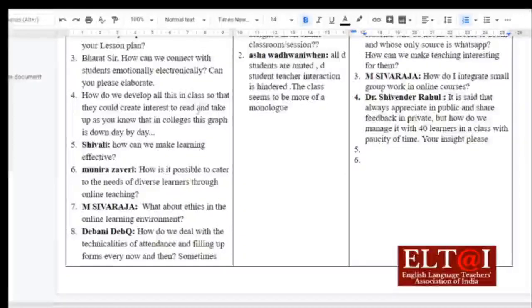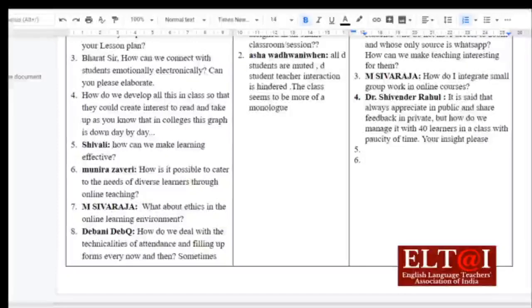All right. So this would be the last question, and that was there on the screen for quite some time and very interesting as well. That is regarding the catering to different learning styles, and that is to Bharat. How can we address different learner needs, different learning styles, using online platforms? Bharat, please unmute your audio.